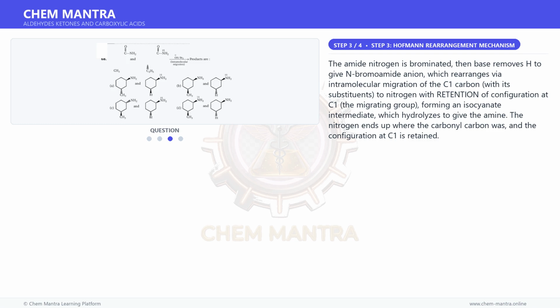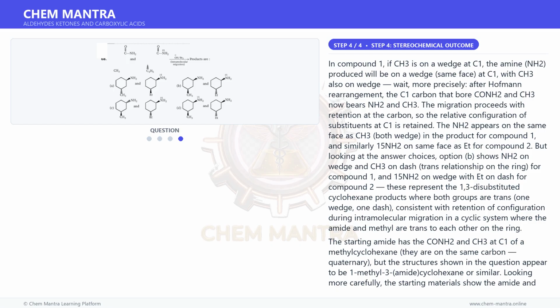The amide nitrogen is brominated, then base removes H to give the N-bromoamide anion, which rearranges via intramolecular migration of the C1 carbon, with its substituents, to nitrogen with retention of configuration at C1, the migrating group, forming an isocyanate intermediate, which hydrolyzes to give the amine. The nitrogen ends up where the carbonyl carbon was, and the configuration at C1 is retained. And for the final step.